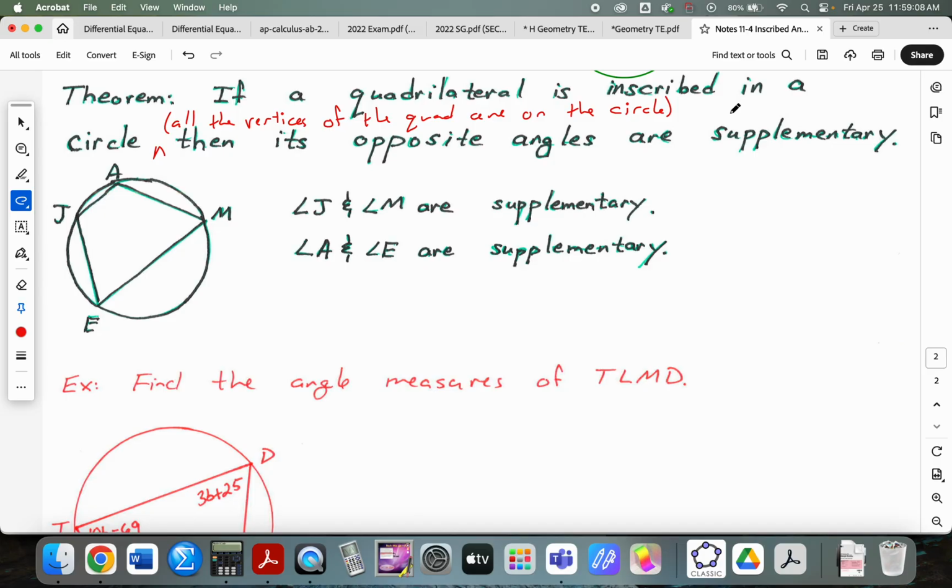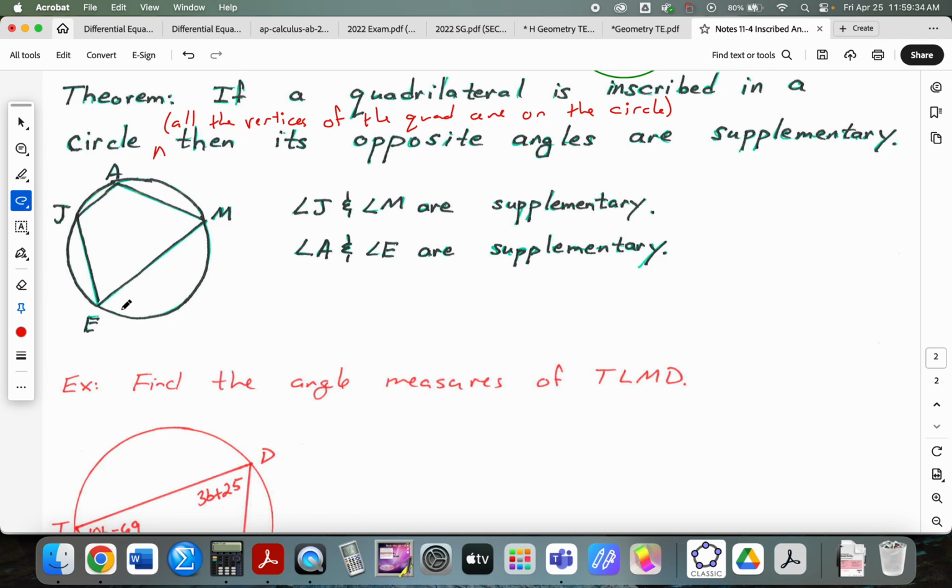It's important that it's the opposite angles. The most common mistake on this is people will say it's the consecutive angles. It's got to be the ones across from each other. So here, angle J and angle M are supplementary, and angle A and angle E are supplementary. Every single time, no matter what.